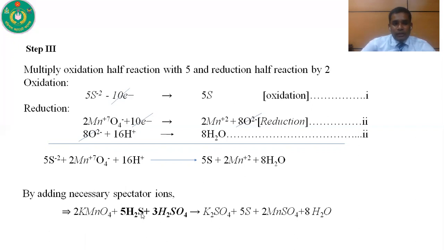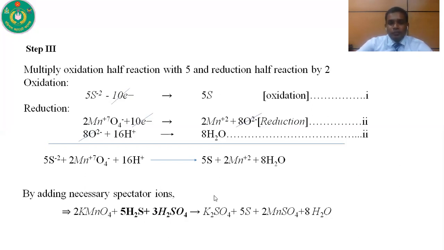5 H2S, as there are 5. 3 H2SO4. Why 3 H2SO4? Because in that case, 10 hydrogen is already present in hydrogen sulfide, 5 into 2, 10. So we have to raise 6 protons. That's why we add 3 here. 3 into 2, we get 6 hydrogen. In total, we have 16 hydrogen in these 2 compounds.